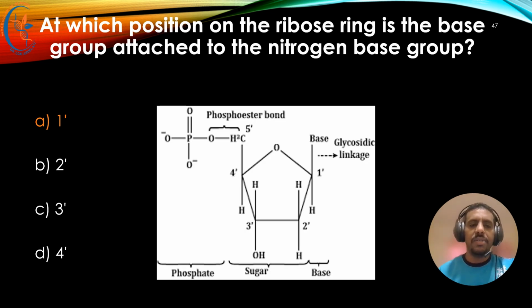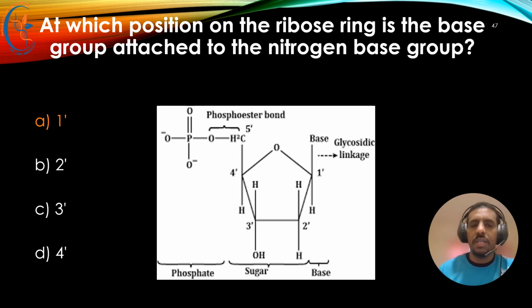Okay. Actually, in both DNA and RNA, the nitrogenous base is attached to the first carbon of ribose or deoxyribose sugar. Okay? This attachment is crucial for forming the nucleotides that make up the nucleic acid chain.